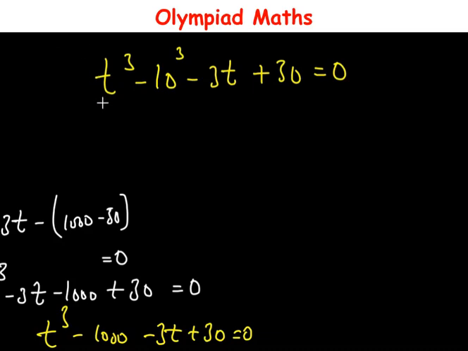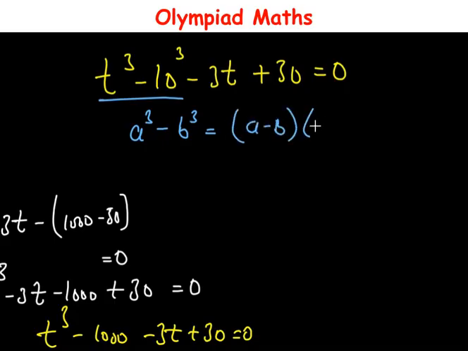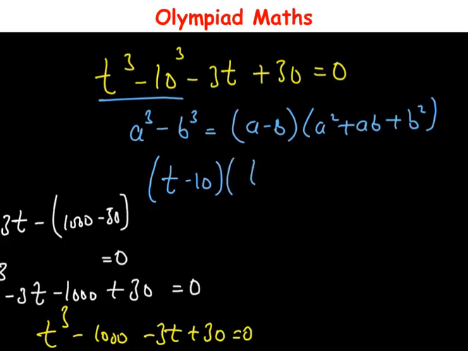So looking at this right here, difference of two cubes: if you have a raised to the power 3 minus b raised to the power 3, this equals in bracket a minus b, multiplied by a squared plus ab plus b squared. So this then becomes in bracket t minus 10 multiplied by t squared plus 10t plus 100, and this we also have minus 3t plus 30.